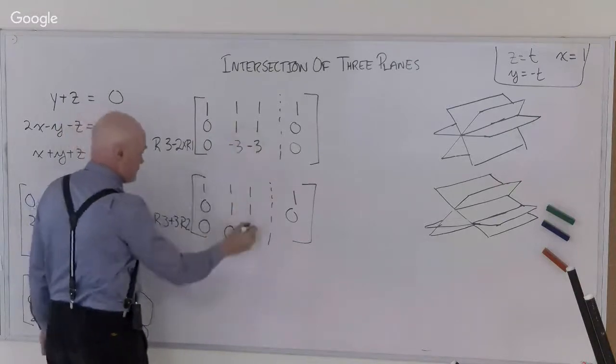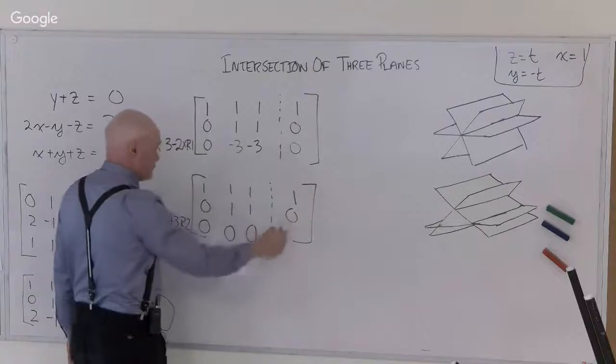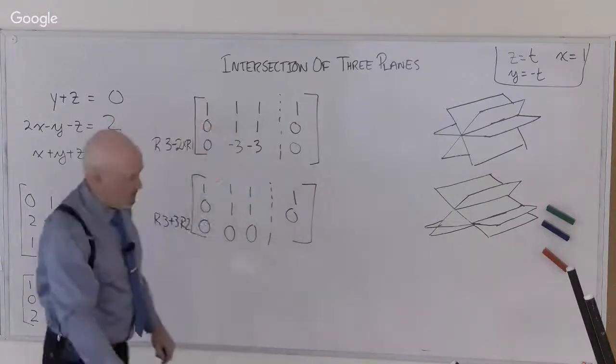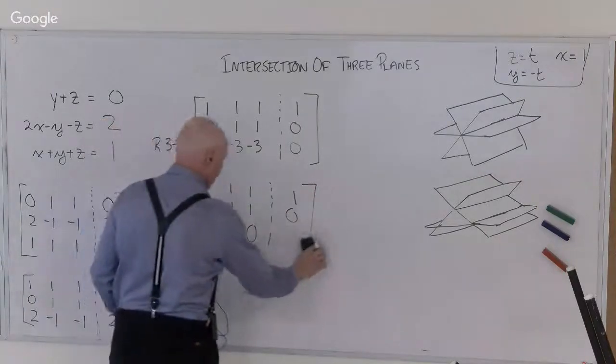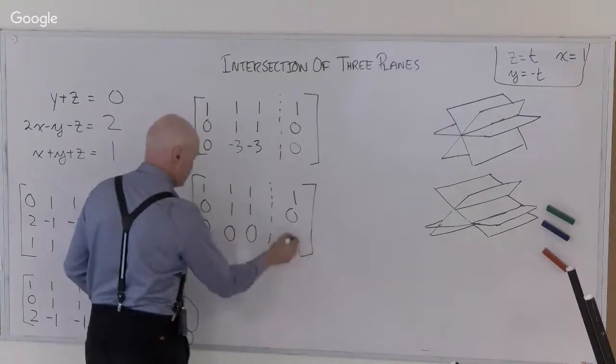-3 plus 3 times 1 is 0. And 0 plus 3 times 0, even I can do that one. 0 plus 3 times 0 is just 0.